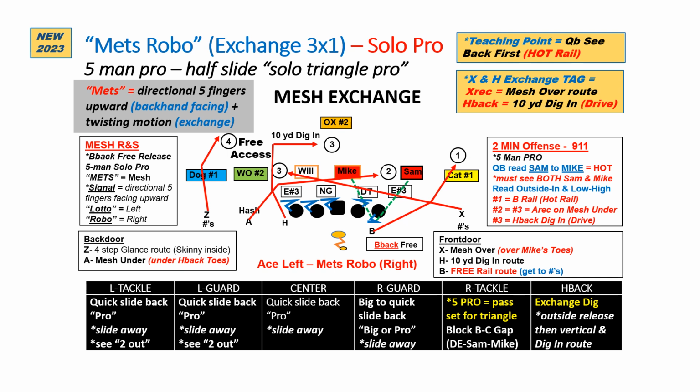We do this out of 3x1. The H still runs his 10-yard dig route. The quarterback would still read it the same, 1 to the back, reading the Sam, 2 to the under, but now looking for the H on the dig coming from the backside.